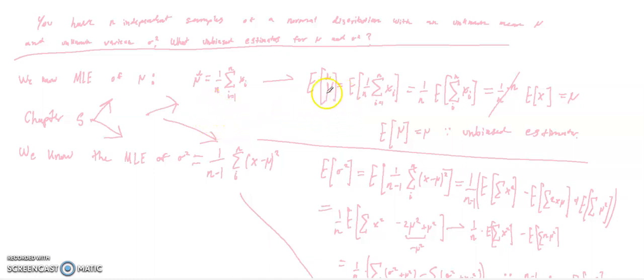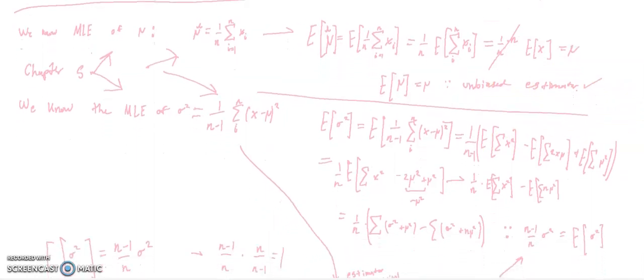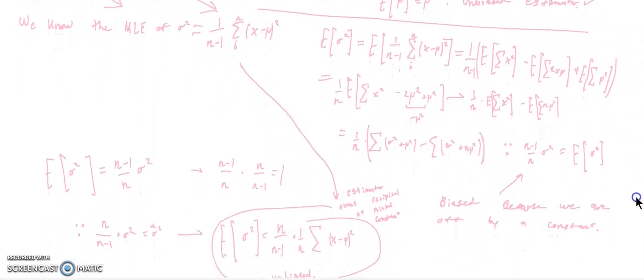So first we just take the expected value of both sides, and we can pull out 1 over n from the summation because it doesn't depend on x, and then a summation from i to n. Depending on x, we can just pull out another n, and we find that the expected value of mu hat just equals mu. And that means we have an unbiased estimator. So we don't need to do anything extra for that.